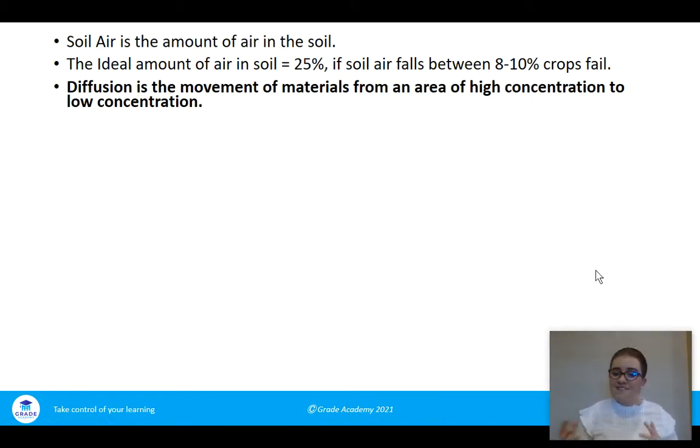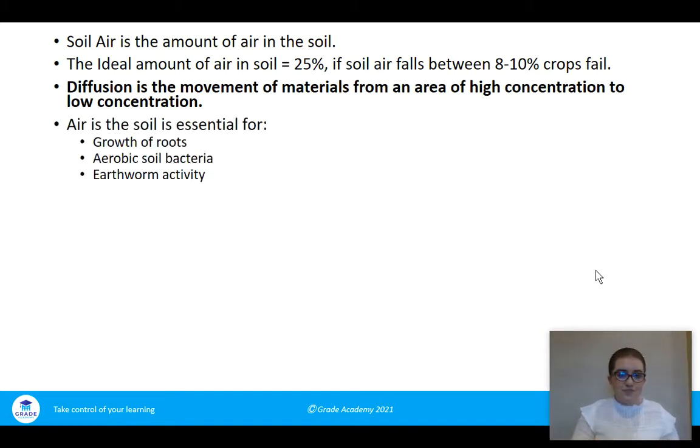So the movement of these gases from high to low, that is diffusion. Air in the soil is essential for the growth of roots, and also, once it gets into the plant, it's important for photosynthesis. Aerobic soil bacteria are needed. Aerobic means that oxygen is needed or oxygen is present.